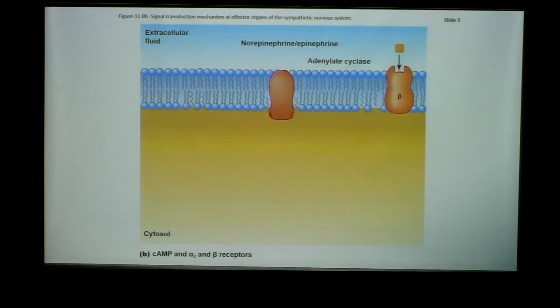Alternatively, on the other side, we have norepinephrine or epinephrine binding to a beta receptor, and that will turn on, because this is a stimulatory protein, adenylate cyclase, which will create cyclic AMP, phosphorylate or turn on protein kinase, and protein kinase will phosphorylate some protein in the cell that will bring about a cellular response, okay? Now, just like I mentioned earlier, we're going to fill in the gaps of what happens here when we move on in the semester.